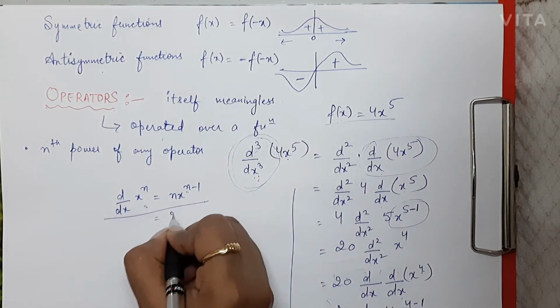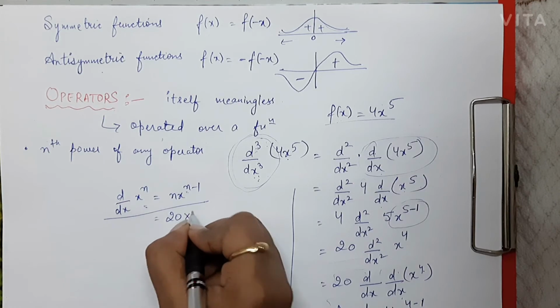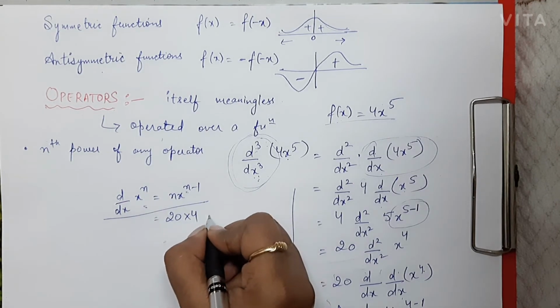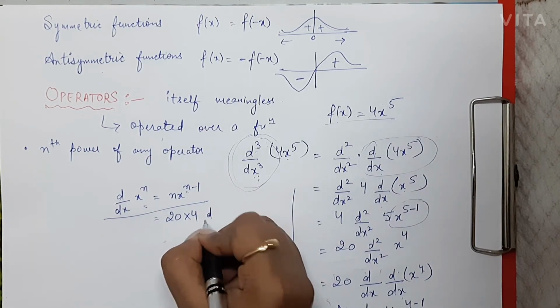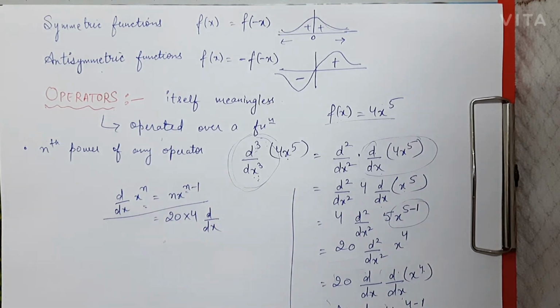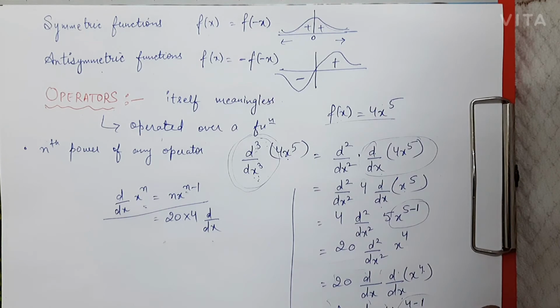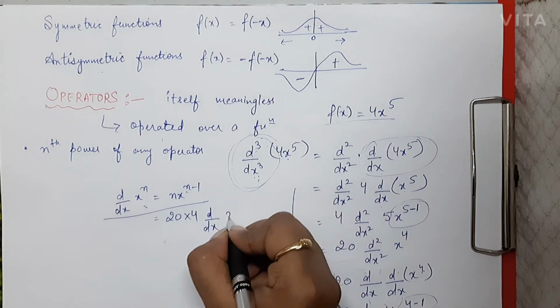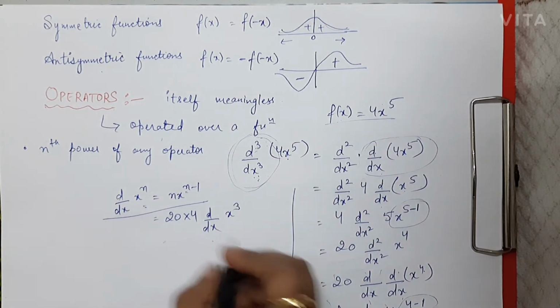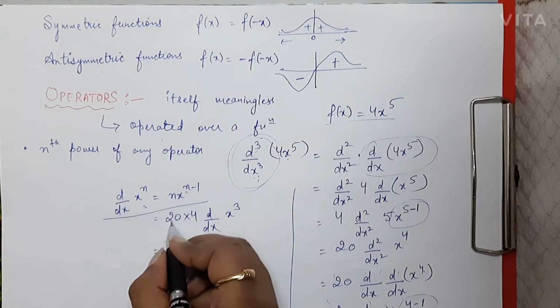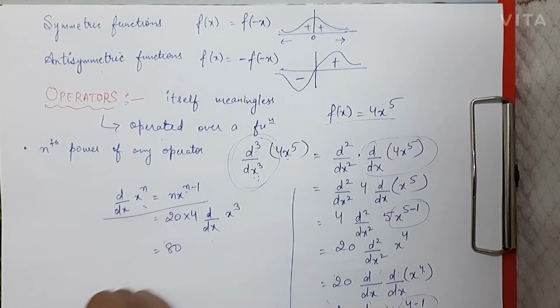So it will be 20. I can take out 4 here. So it will be d by dx, 4 is out, 20 is here, and d by dx is also here. Now we are left with x to the power 4 minus 1, that will be x cube. Now 20 into 4 will be 80.